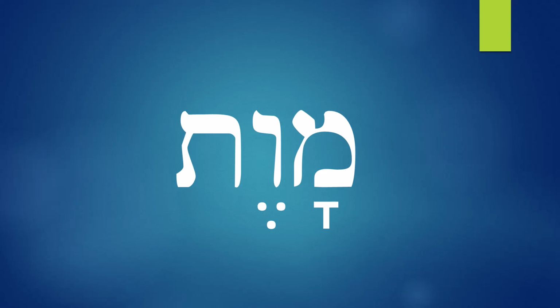Now you need to pay attention here. We have mem, kametz, wow, sego, and tau. Mem represents M. You have kametz under there. Wow represents W. You have sego under there, which is a sound. And then you have tau, which is T.